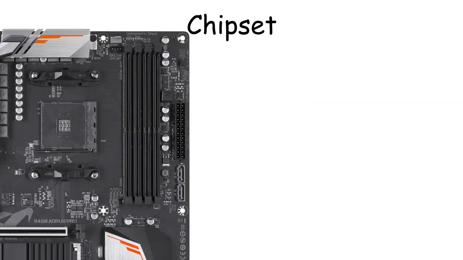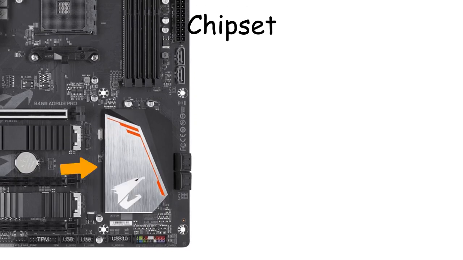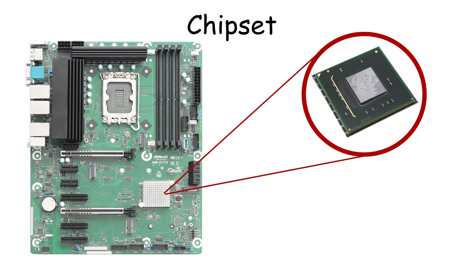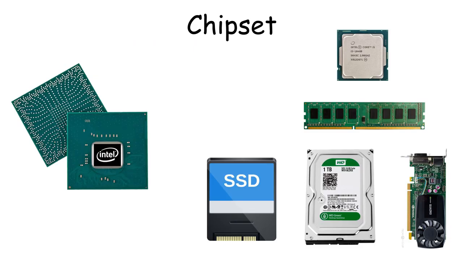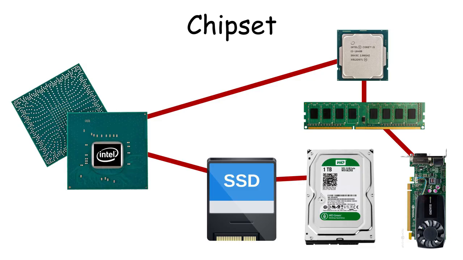And slightly below the CPU area, you will often see another metal block or small heatsink placed on the motherboard. Under this heatsink is the motherboard chipset. A chipset acts as the communication hub and traffic controller on a motherboard, managing data flow between the CPU, memory, storage, and peripherals.